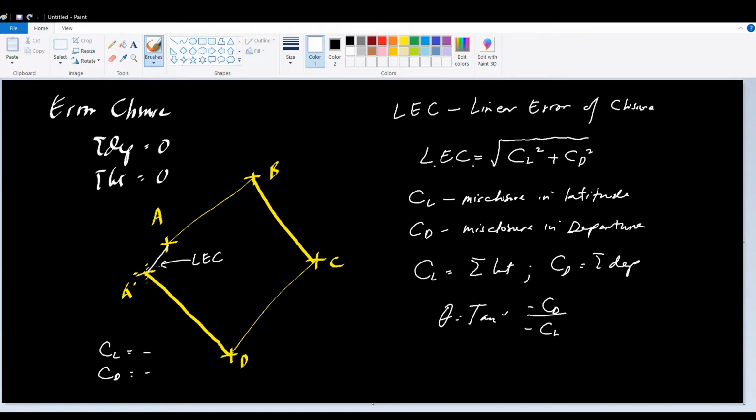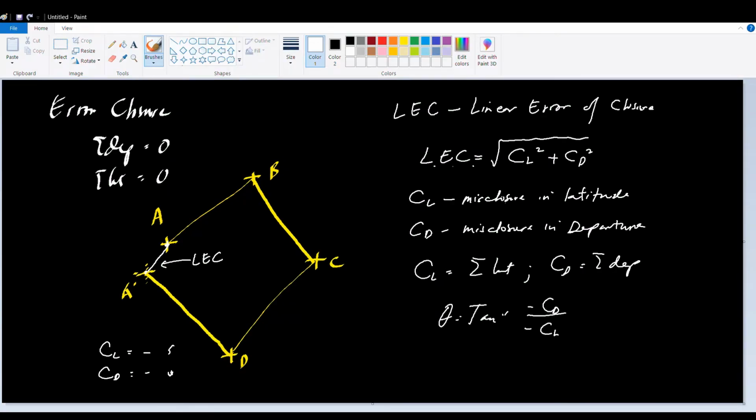The misclosure in latitude is negative. There are more negative latitudes than there are positive latitudes. That is why it is located down below A, the station. And for departure, it is negative because it is located left of A. Net negative for latitude, so it should be south. Net negative for the departure, it should be west. Taking the opposite direction of southwest, that will be northeast. So the linear error of closure for this particular example runs in a northeast direction.